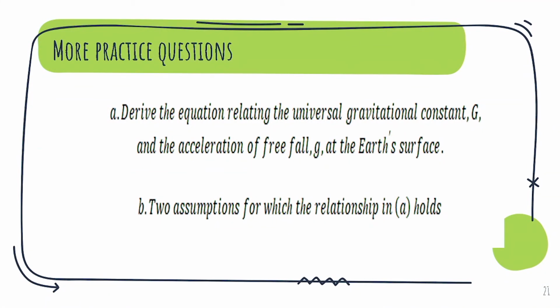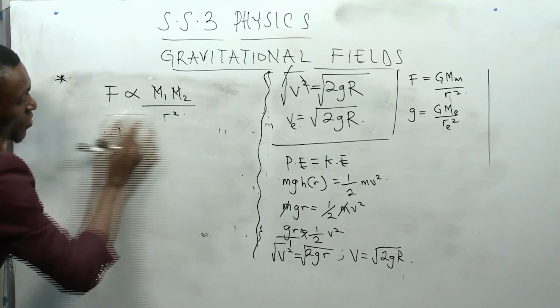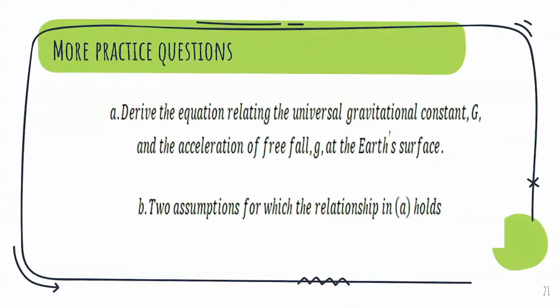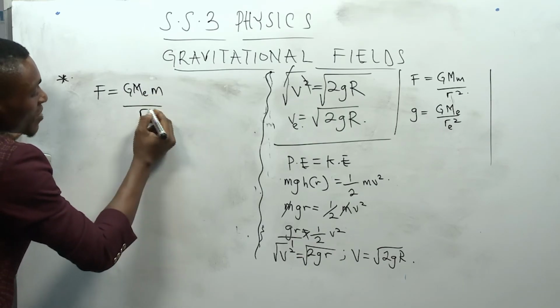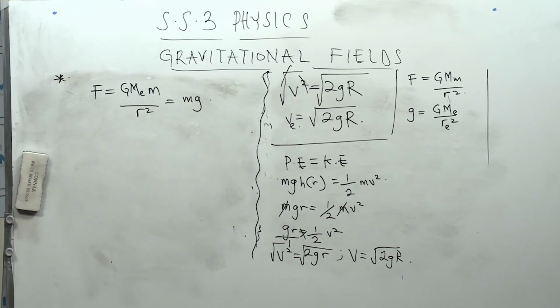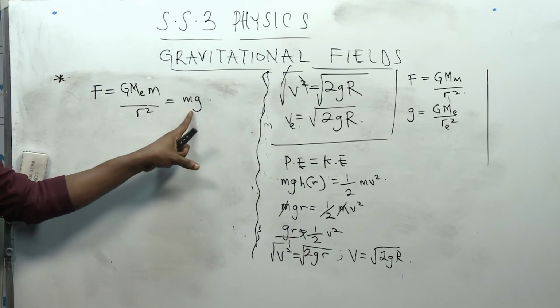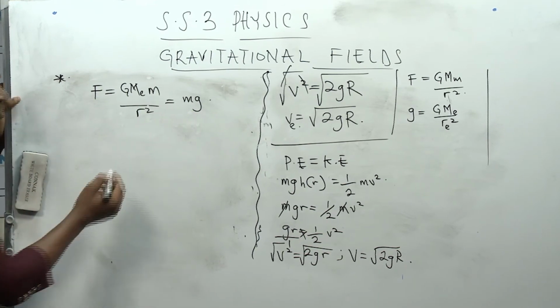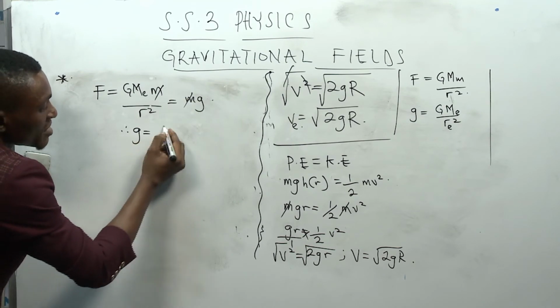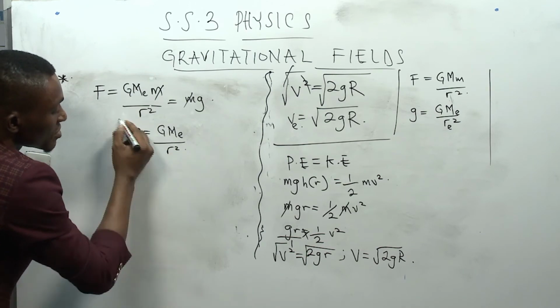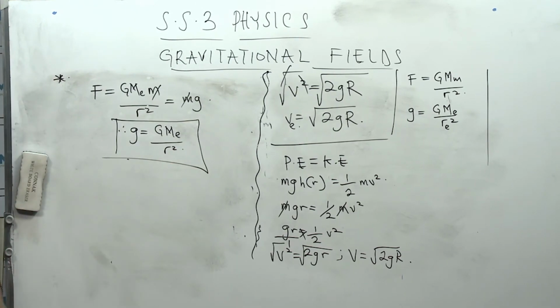Derive the equation relating the universal gravitational constant G and the acceleration of free fall small g at the Earth's surface. Don't forget that we proved this equation, and I said that all we need to do is to equate, since we know that F is equal to GMm over r squared is equal to mg, where this is the force of attraction between two bodies on the Earth, and this is the force on any object experiencing free fall. From here, m cancels m, and then we have that g is equal to GMe over r squared, where this is the relationship between the universal gravitational constant and the acceleration of free fall, g.